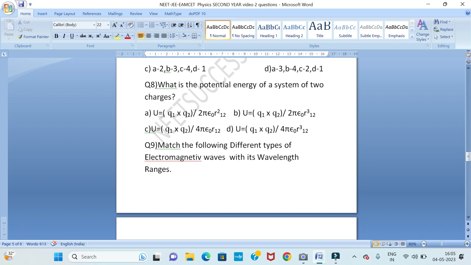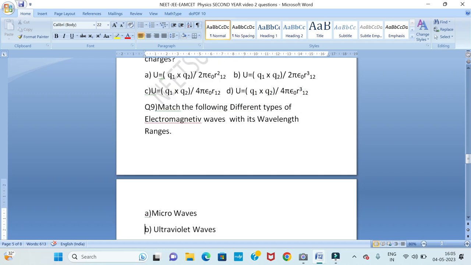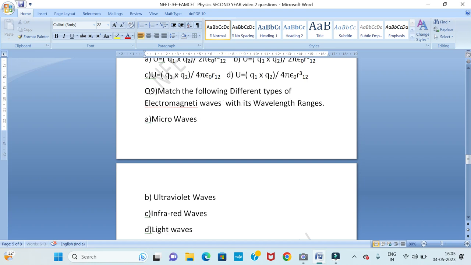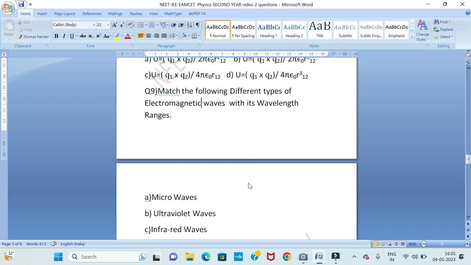So two charges, one, two charges. Like that you can remember. Match the following different types of electromagnetic waves with their wavelength ranges. So different types of electromagnetic waves are there: microwaves, ultraviolet, infrared, with their wavelength ranges. Fourth one is light wave.